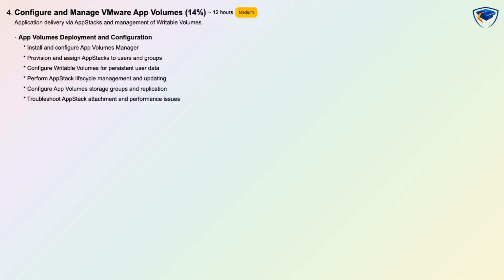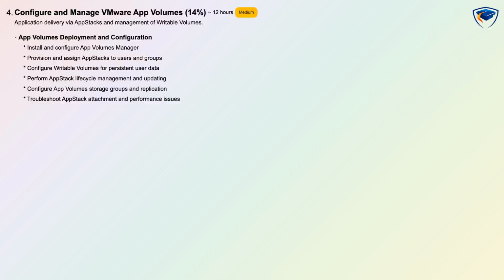Configure and manage VMware App Volumes is 14%, medium difficulty, and estimated at 12 hours of study with conceptual and scenario-based questions. Study installing and configuring App Volumes Manager and provisioning app stacks for users and groups, and learn to configure writable volumes to preserve user data. The domain also covers App Stack Lifecycle Management, storage groups and replication, and troubleshooting App Stack attachment and performance issues in production environments.